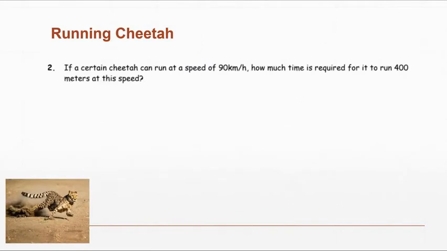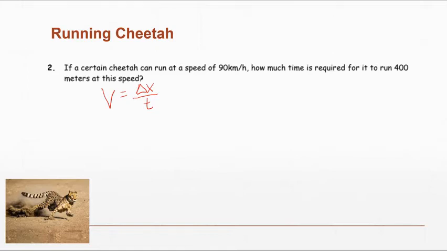So do pay attention to your significant figures. If you look at question number 2 in your practice problems, we have a certain cheetah that can run at a speed of 90 kilometers per hour. How much time is required for it to run 400 meters at this speed? Okay, so if we look at that, we know that average velocity is equal to change in position divided by time. And we are trying to solve for our time, okay?